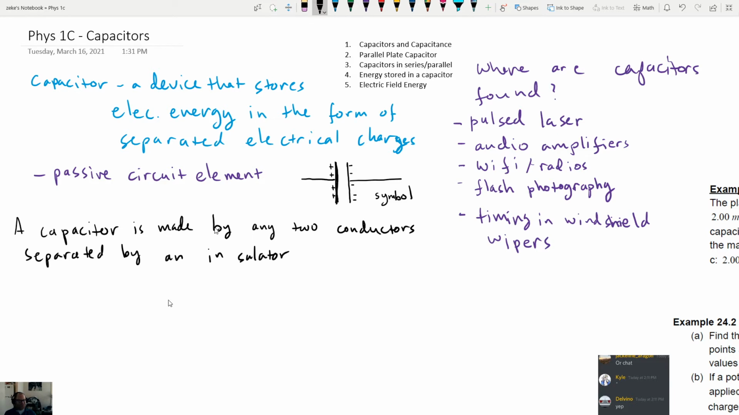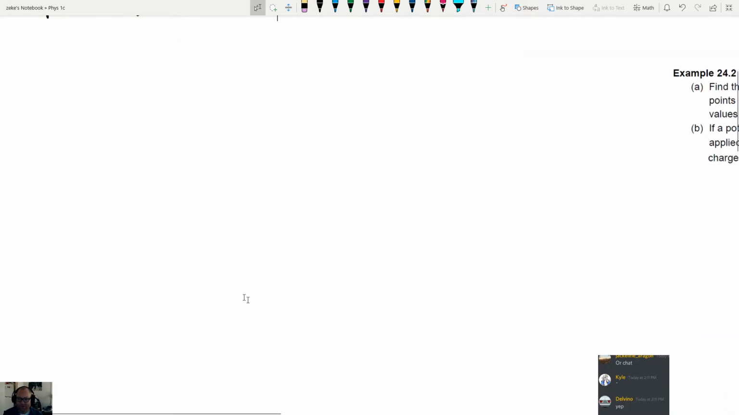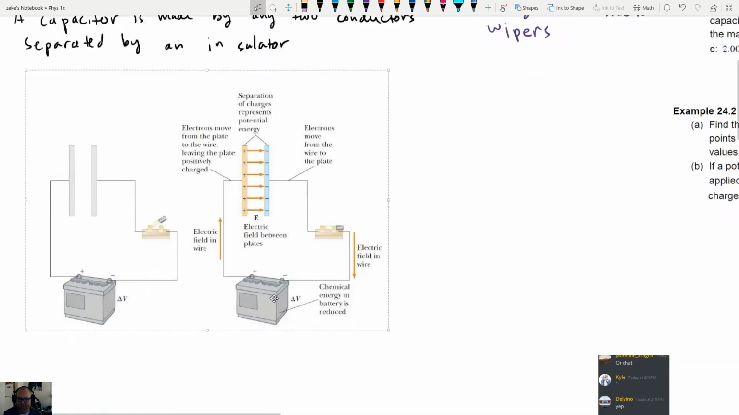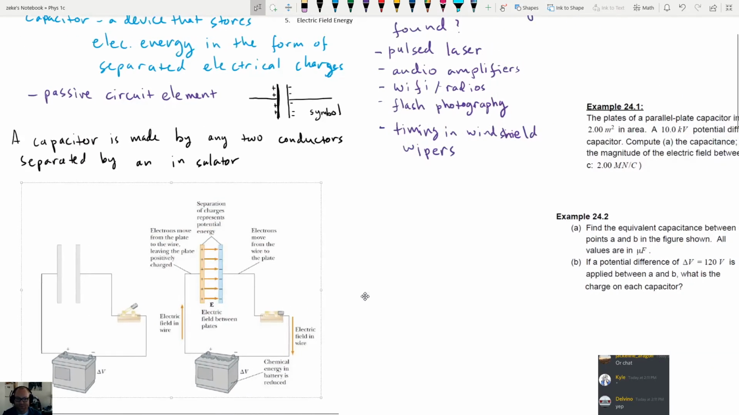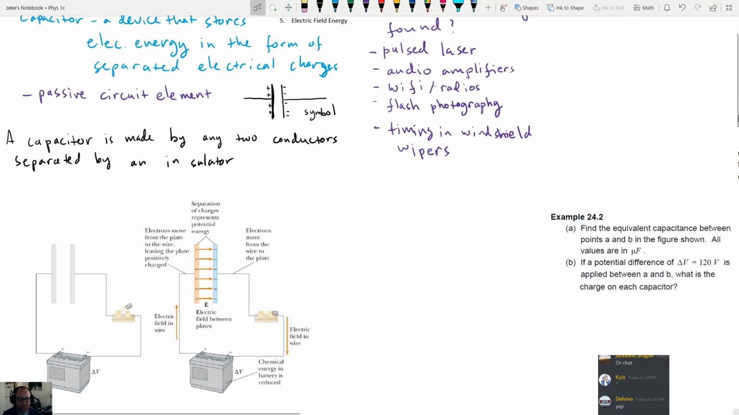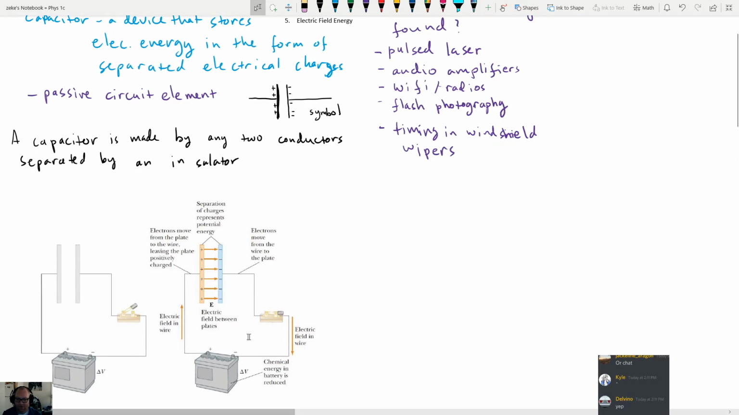So that's what you need. You need two conductors. They need to be separated by an insulator so that the charges from one conductor cannot get to the other conductor. I've got a little picture from your textbook. I think it's from this textbook. It could be from a different one. I'm not sure. But here's kind of a picture. Okay. So here's a little picture.